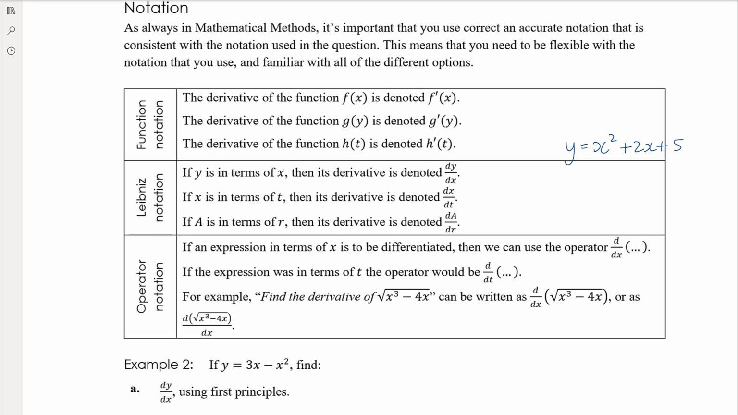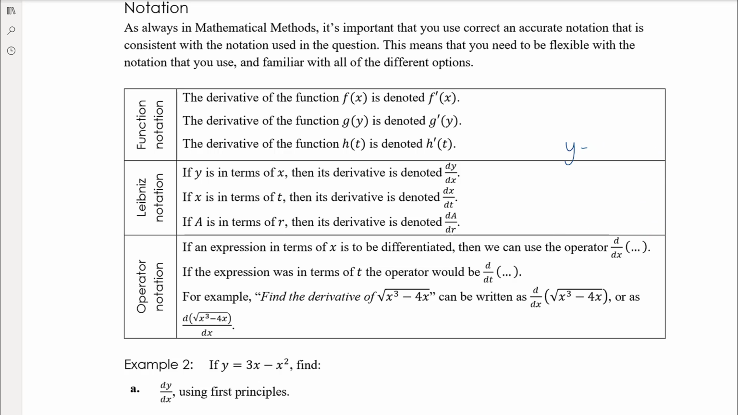Okay, if your equation is x in terms of t, so let's say we've got x equals 5t plus 5t squared minus 7t, then if we drew that graph, this is a t-axis and this is an x-axis, and so the gradient isn't change in y over change in x, it is change in x over change in t, rise over run. So that would become dx dt, derivative of x with respect to t. If we have an equation that is A in terms of r, let's do a common one, A equals pi r squared, then its derivative will be change in A over change in r, derivative of A with respect to r. Okay, so dA dr.